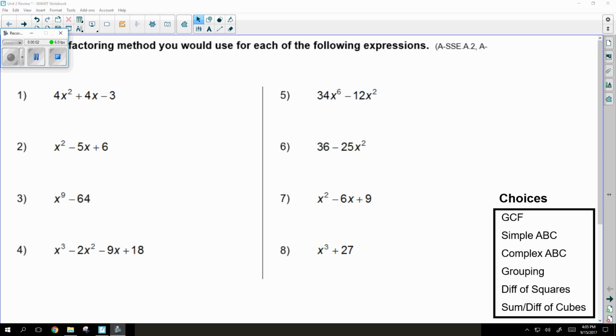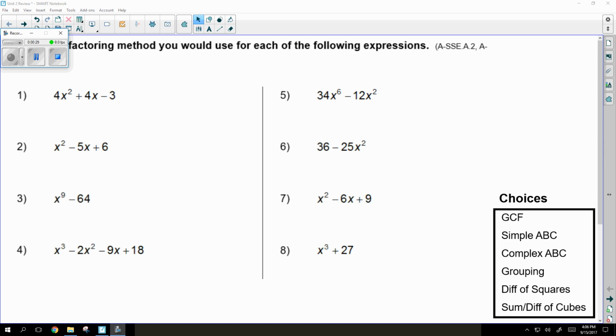Okay, section 1 of the review. You actually don't have to factor anything if you read the directions. It just says to name which method you would use based on how the problem looks. As I go through naming these, I'm actually not going to do them in numerical order. I'm going to do them sort of just based off of my own opinion of what's the easiest to recognize, because it's my video and I can do whatever I want.